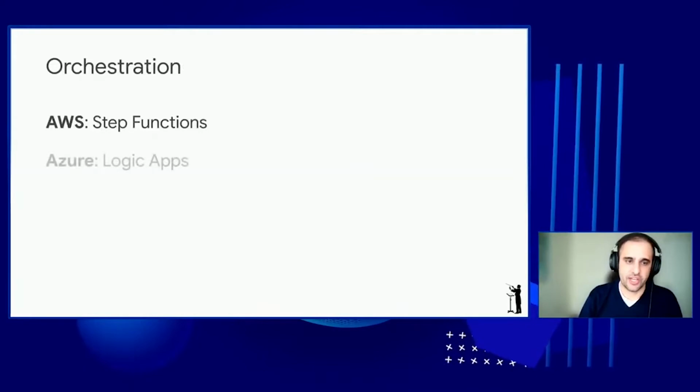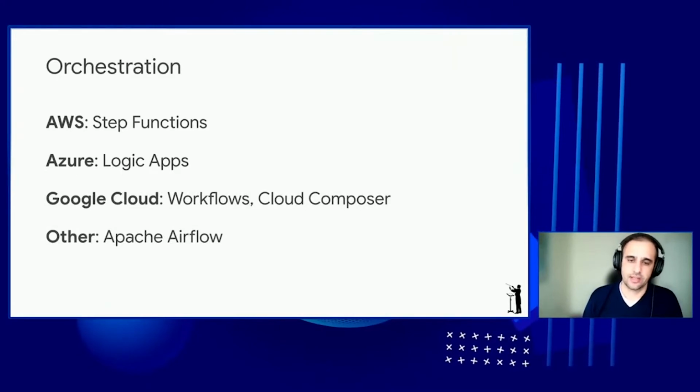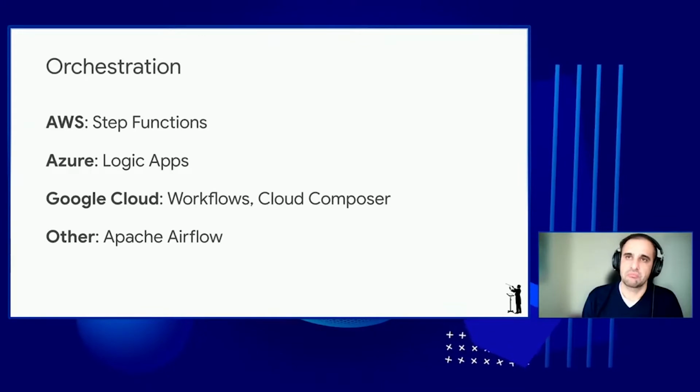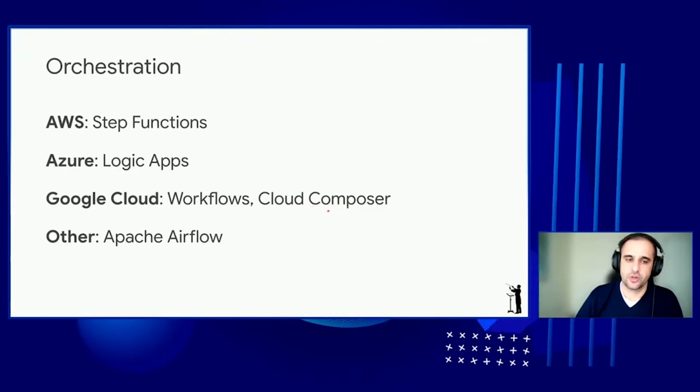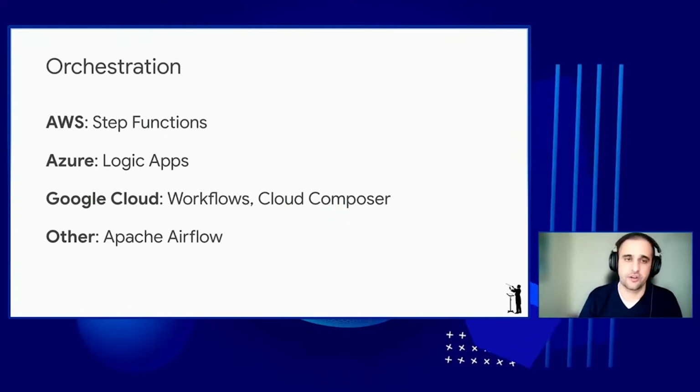Now, in terms of orchestration, the choice is a little bit more limited. AWS has Step Functions, Azure has Logic Apps, Google Cloud has Workflows. Then there are open source projects like Apache Airflow for application and data orchestration, and Cloud Composer is the managed version on Google Cloud. So the choice is more limited, but there's still choice on each cloud, and there are also open source projects like Apache Airflow.